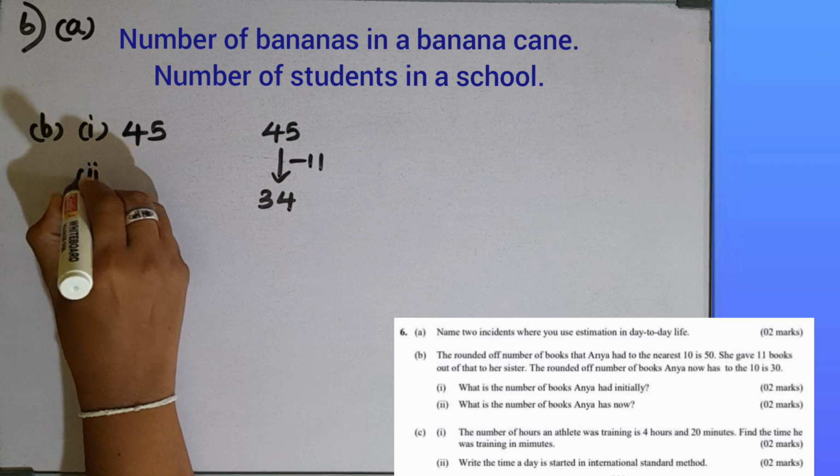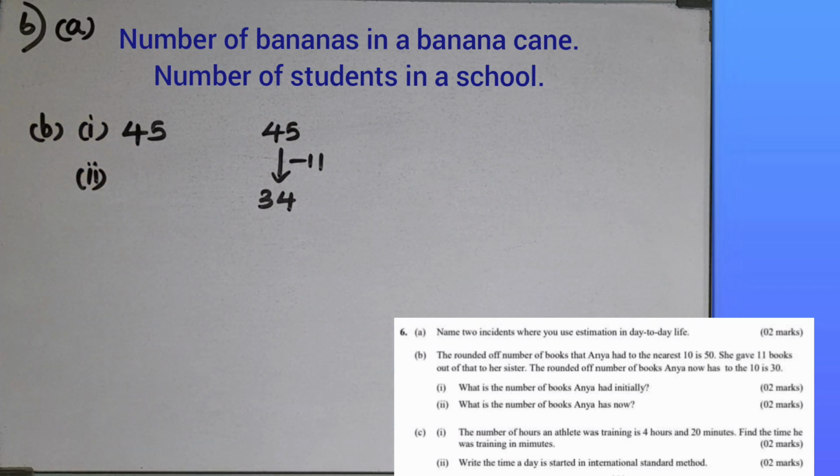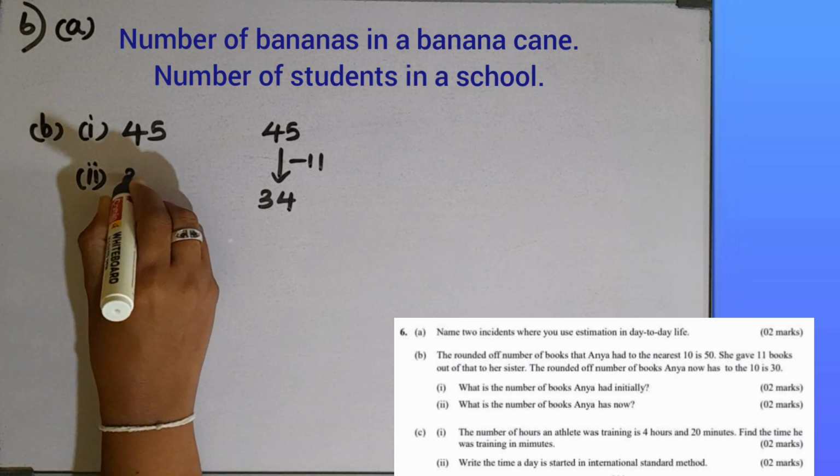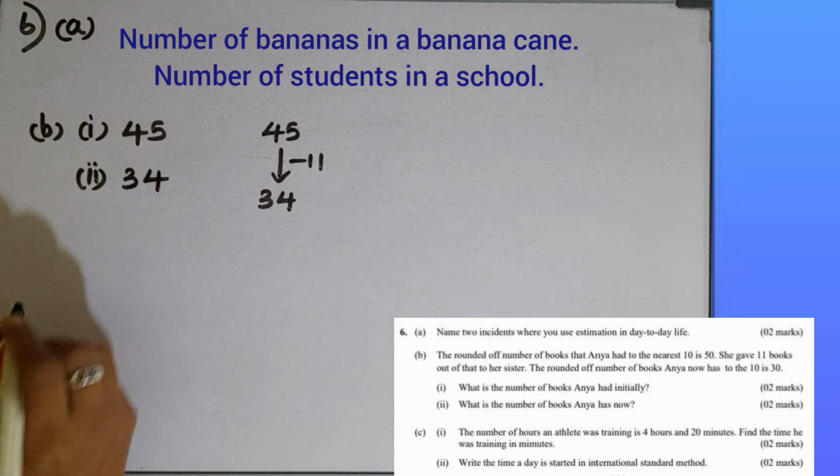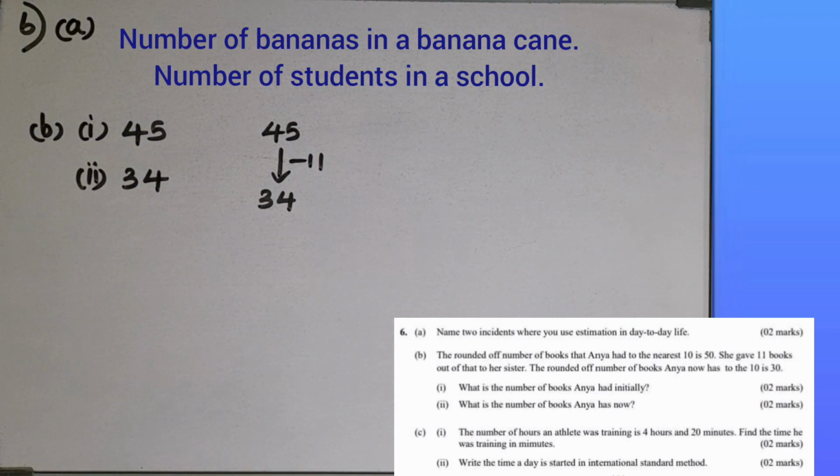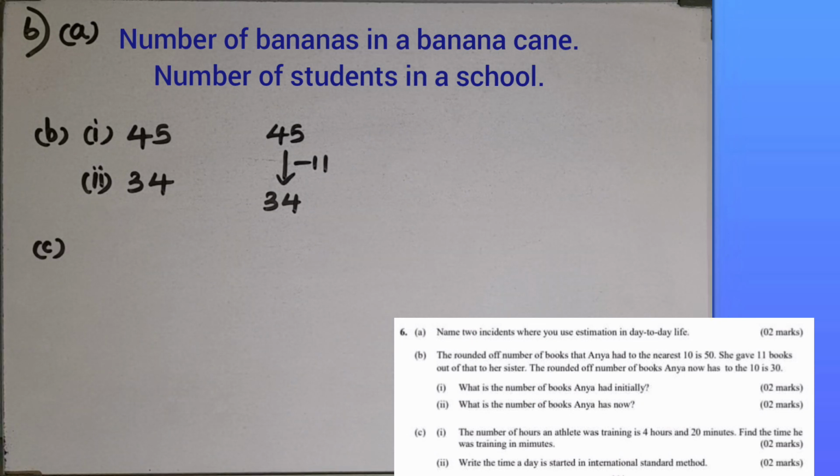Then question number 2, what are they asking? What is the number of books Anya has now? That is 34. 11 are given to her sister.